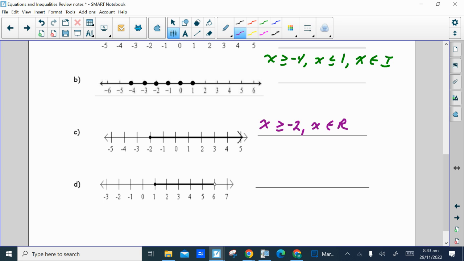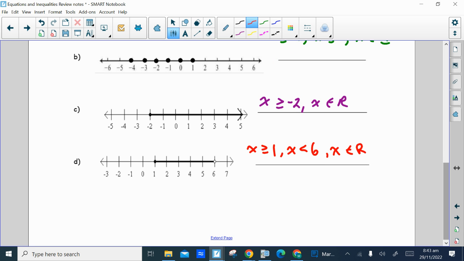Question D is also a line, so that's also real numbers, but it has a starting point and an ending point. In this case, we could say that x is greater than or equal to 1 because the dot on the 1 is colored in, but it's only less than 6 because that dot is not colored in. And once again, because it's a line, x belongs to the set of real numbers. Right, so there's that inequality written.